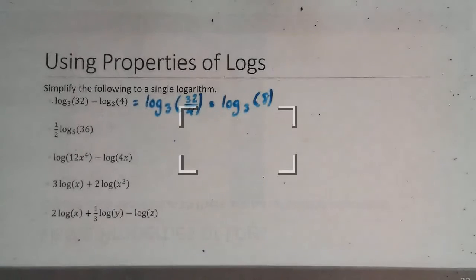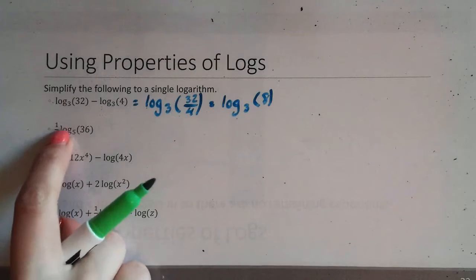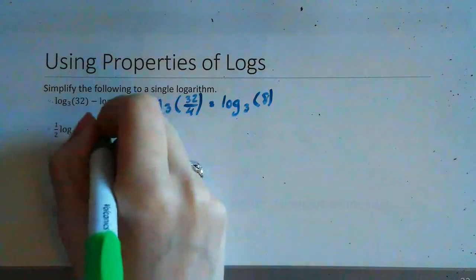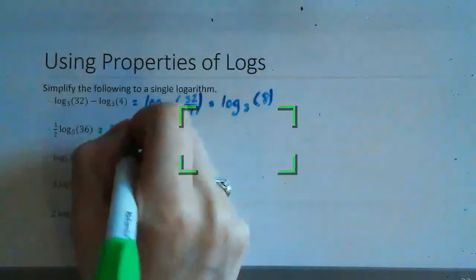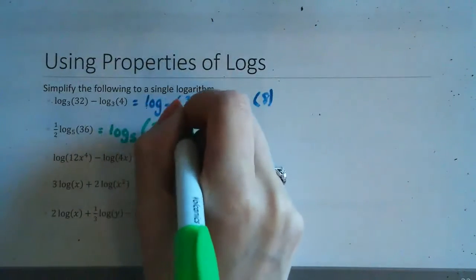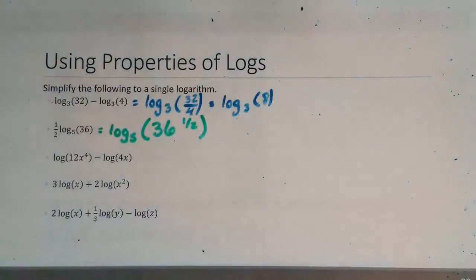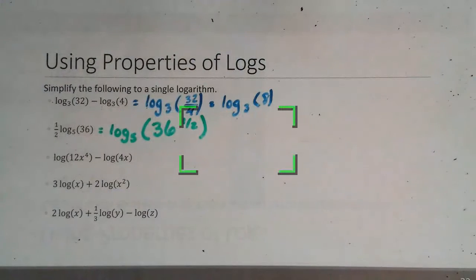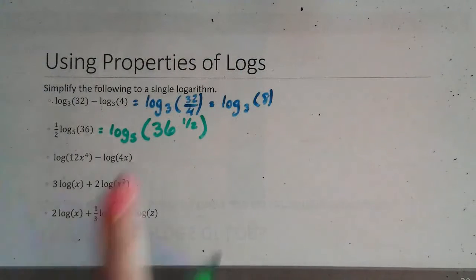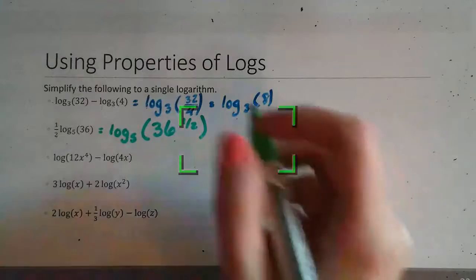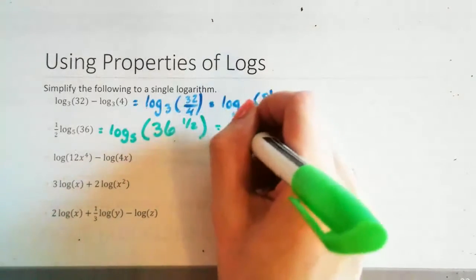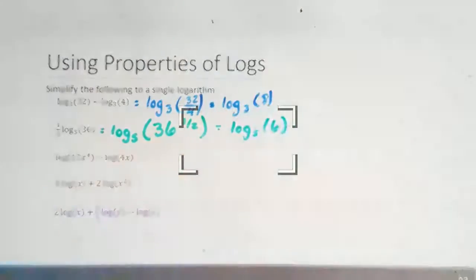Next up, we're looking at 1/2 log base 5 of 36. This one may not seem like it can simplify at all, but we can use Amanda's favorite log rule in reverse. Because we have a coefficient out front, we can pop it up as an exponent. So this is log base 5 of 36 to the 1/2 power. But if something is raised to the 1/2 power, that's the same thing as taking the square root of it. And we know what the square root of 36 is. That's 6. So this simplifies into log base 5 of 6.